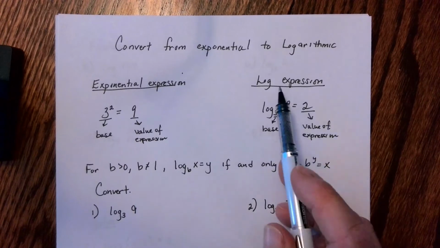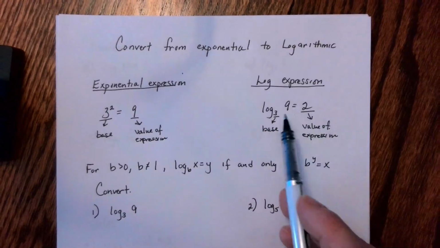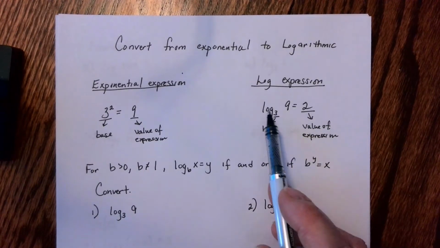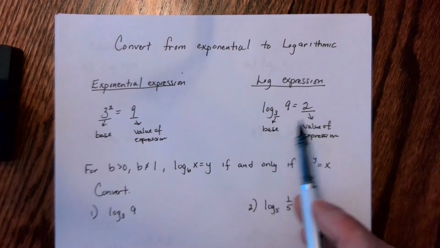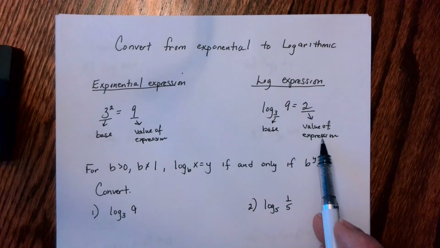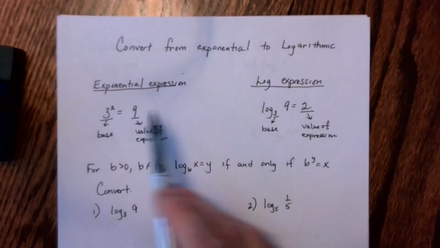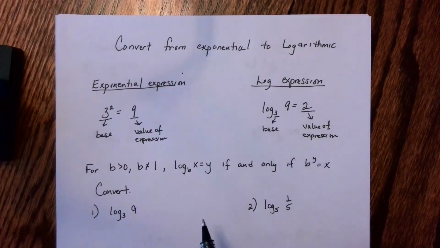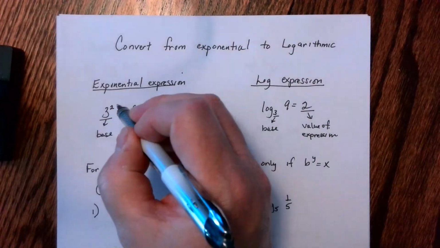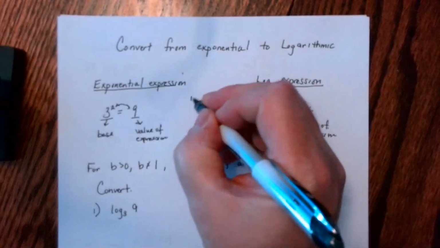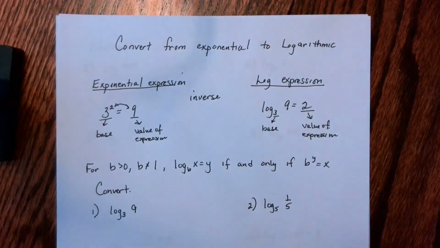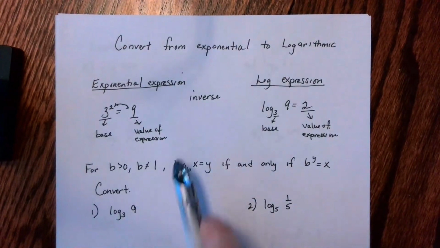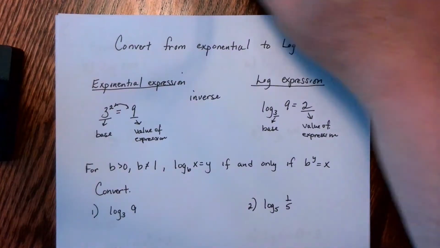Okay. The log expression, we'll notice that it also has a base. Log base 3 of 9 equals 2. So my base is 3 and the value of my expression is 2. Notice that the 2 and the 9 have changed places. And when the x and the y switch like that, we call that an inverse. And so what we're going to eventually understand is that exponential expressions and logarithmic expressions are in fact inverses of each other.